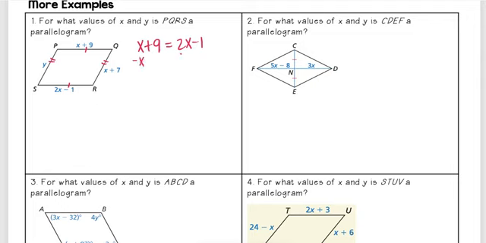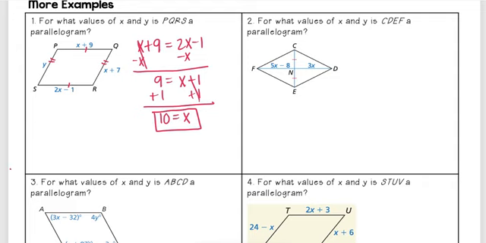Solve for x, so I'm going to subtract x from both sides. And then I'm going to add 1. So I get that x is equal to 10. But now I have to go ahead and find my y value. Well, I know that y is equal to x plus 7. However, we just found the value of x. I know that x is equal to 10, so I'm going to plug that in for x. And then 10 plus 7, I get 17. So my answer here is x equals 10 and y equals 17.